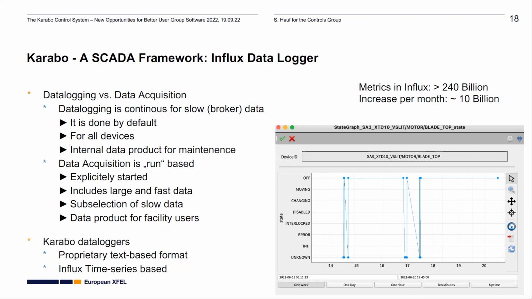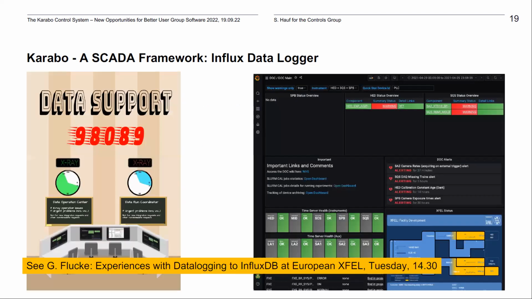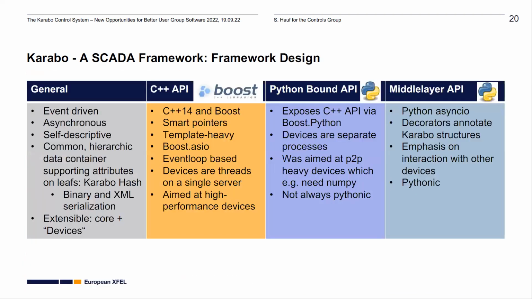We've got 2 logging systems right now. One is a text-based logger we first used, now as a fallback, and then the Influx time series database, which has been so successful that we use it as a monitoring technology via Grafana for our so-called data operations center, which provides support to all data services at the facility during user operation. There's a talk by Galo on this tomorrow with much more detail.